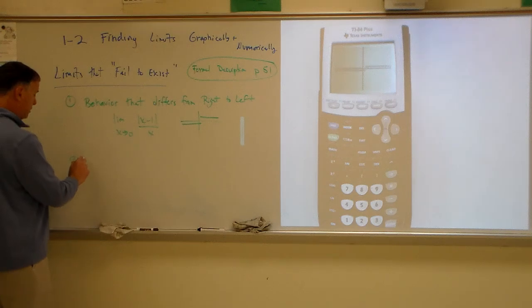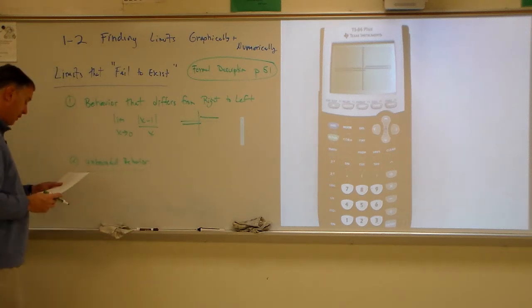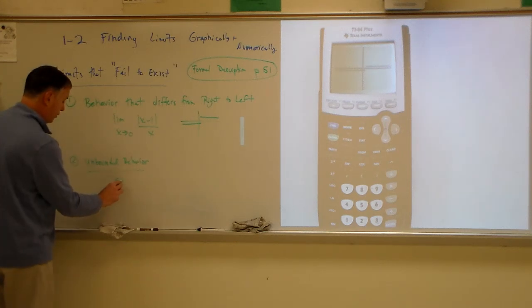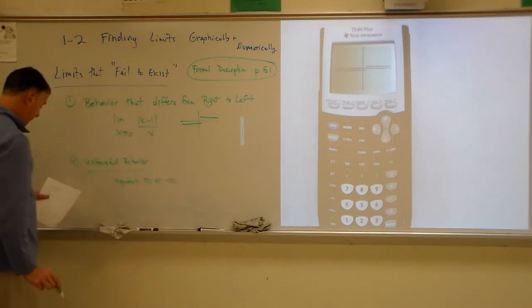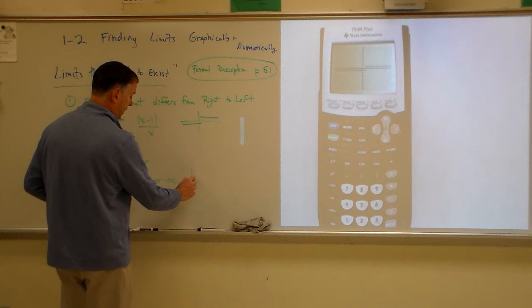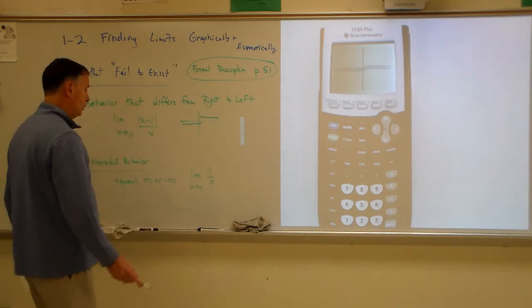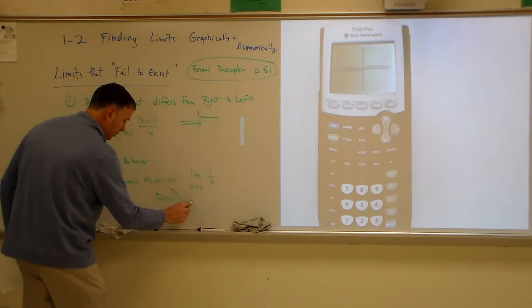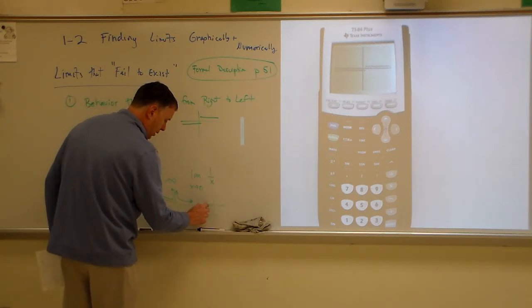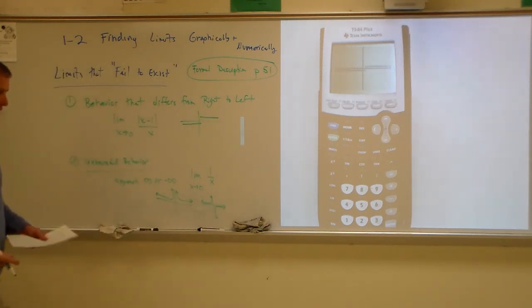Number 2, something that's called unbounded behavior. That means we approach either infinity or negative infinity. That was the first one that we did. I don't know if we ever looked at the graph, but it was this one here. So you have graphs that do this, or sometimes they do this here, and then here they do this. This is another example of a limit that doesn't exist.